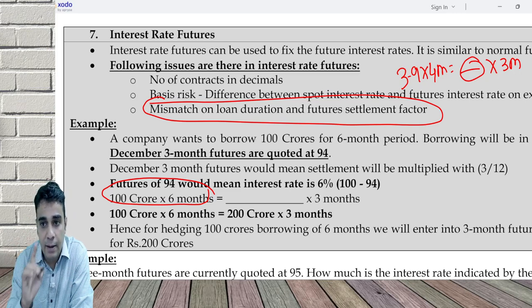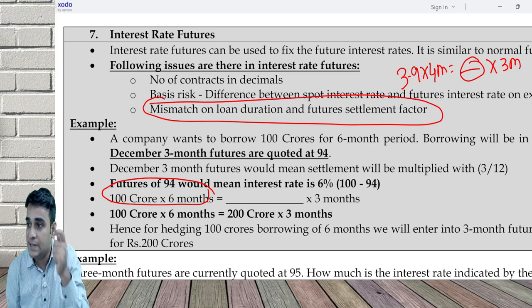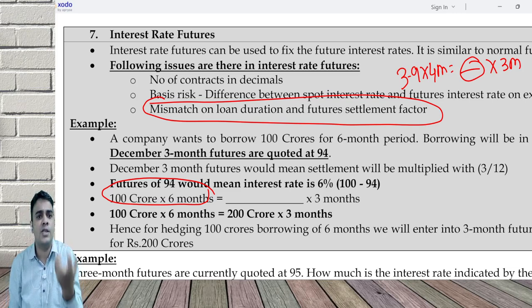I'm repeating again. If I have a problem with the mismatch on loan duration, a 3-month future does not mean it expires in 3 months. In a normal future, a 3-month future means it expires in 3 months. In interest rate futures, it is not like that. A 3-month future means your profit or loss, that net settlement you calculate, that percentage into the notional amount, you have to multiply by 3 by 12. If it is 6 months, it is 6 by 12. If it's 9 months, it is 9 by 12. So I wanted a 6-month future. Unfortunately, I don't find that, so I do an adjustment.